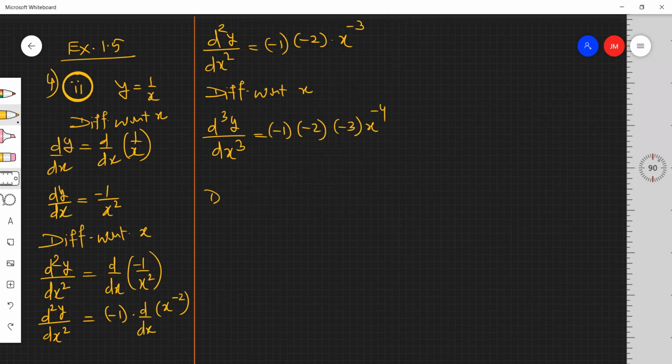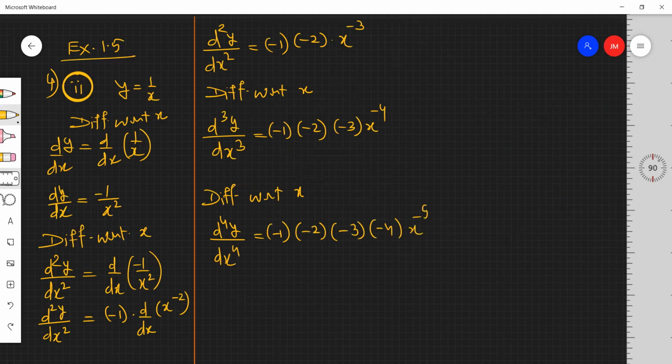Let me differentiate once more. So when I differentiate once more, I'll get d4y upon dx4. And what is that? It is minus 1 minus 2 minus 3 minus 4 x raised to minus 5, and that is all.